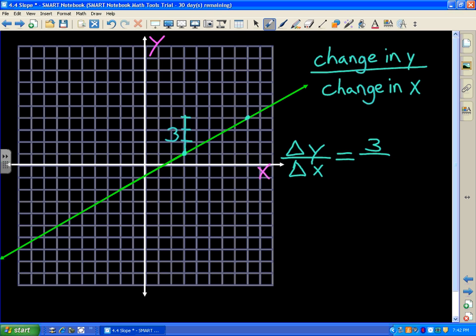Change in x on the bottom of our fraction. What is the horizontal run? And here's 1, 2, 3, 4, 5 spaces. And since it went to the right, that would be a positive 5. So you have 3/5 as your slope for this line.